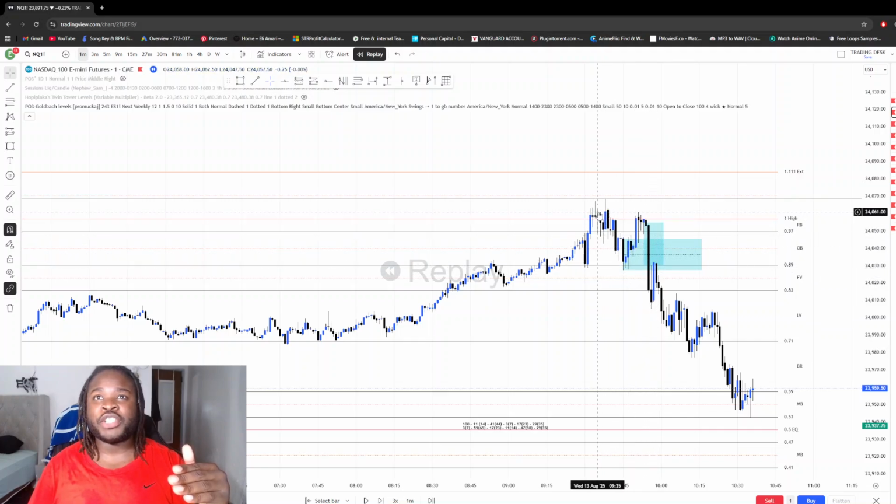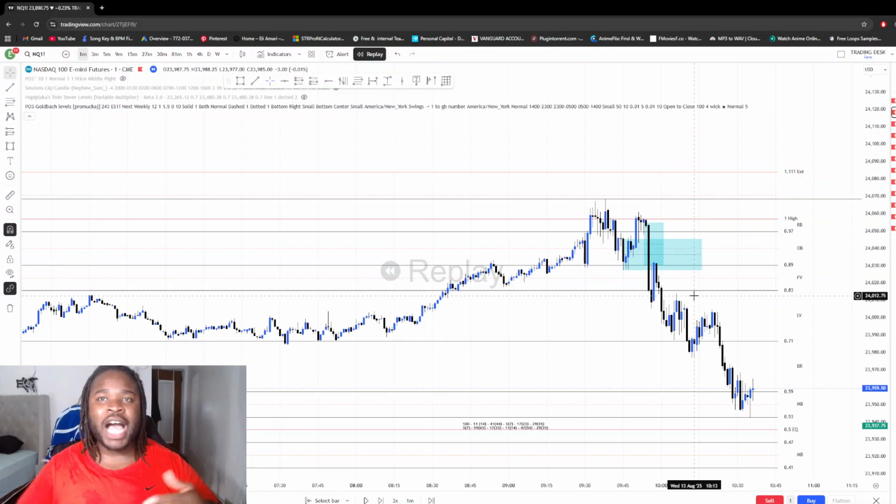Instead of trying to take the turtle soup, you can take the test into the order block, and then you can take it down to the EQ, or you can, you know what I mean? You can kind of craft it into whatever you see fit.